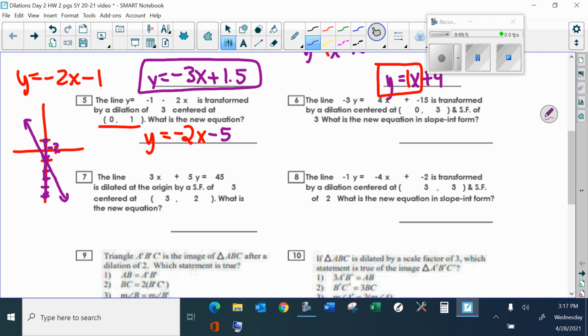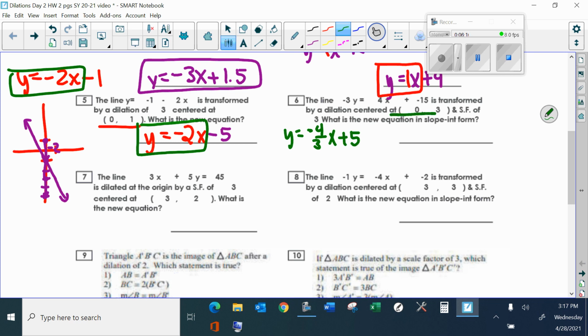The slope part remains the same. So the y equals negative 2x cannot change. They have to be the same. It's only the y-intercept that changes. All right, here we go again. Rewrite it in slope-intercept form. So I get y equals negative 4/3 x plus 5.